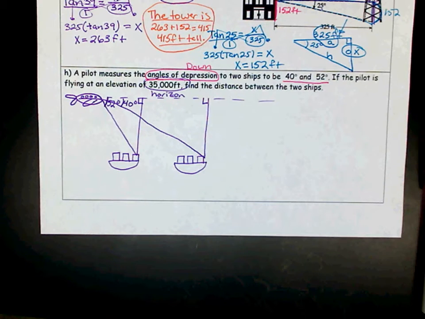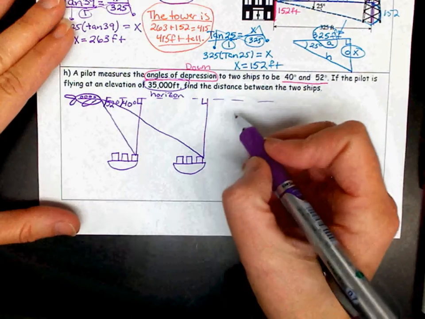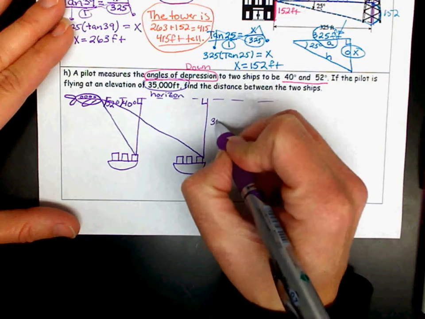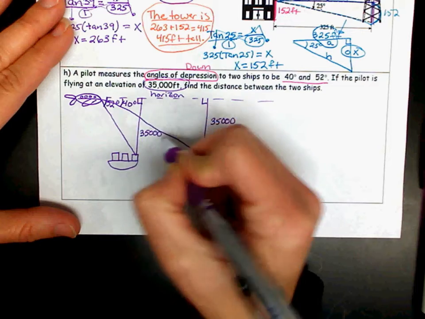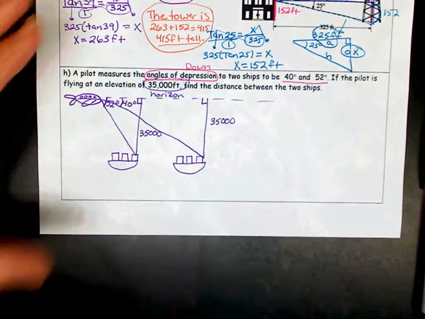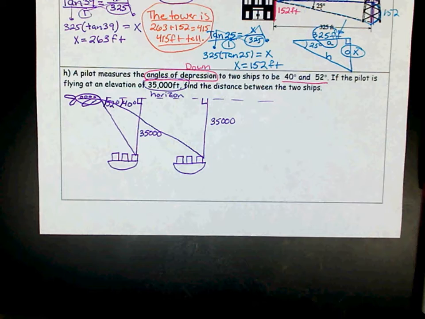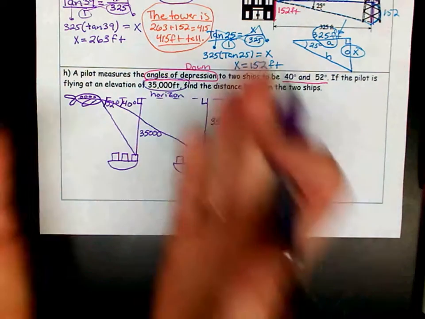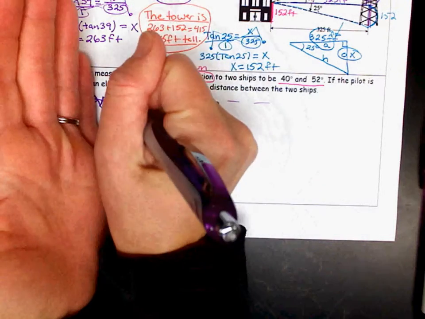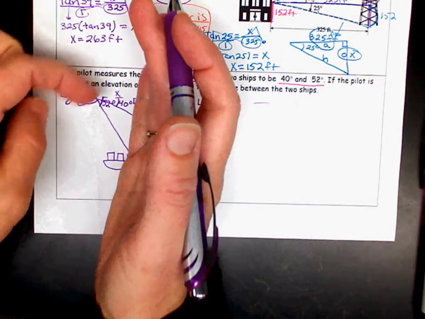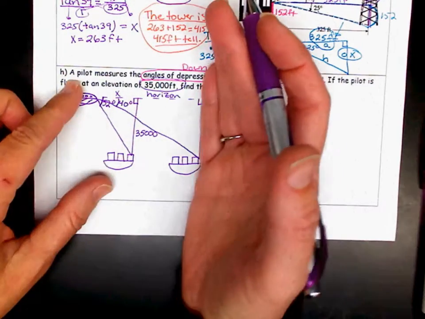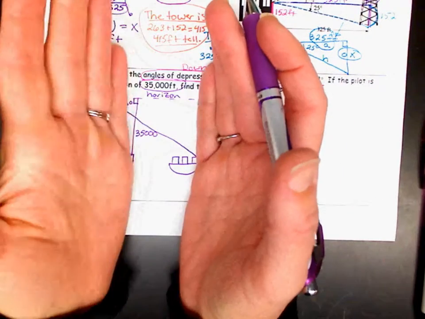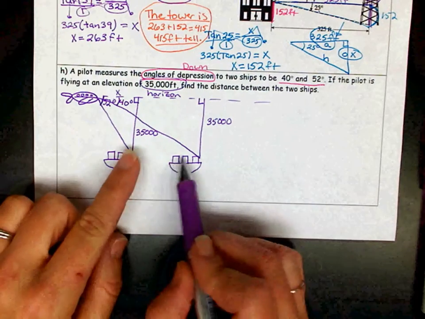We do have our elevation. How high up is this? 35,000. And this is also 35,000, right? Because that's how high the plane is to the horizon. If I find how far the plane is to here, and then find the distance from here to here, I could just subtract those two distances to ultimately find the distance between the two boats. Does that make sense?